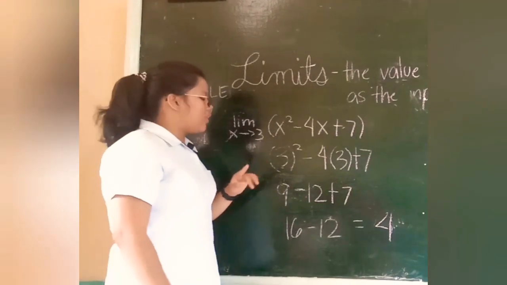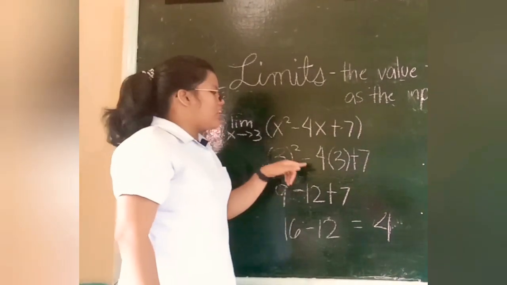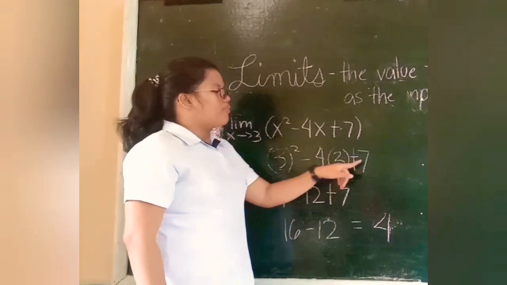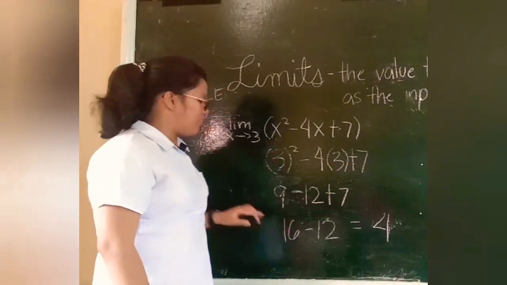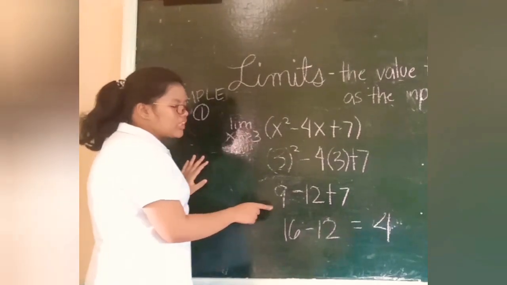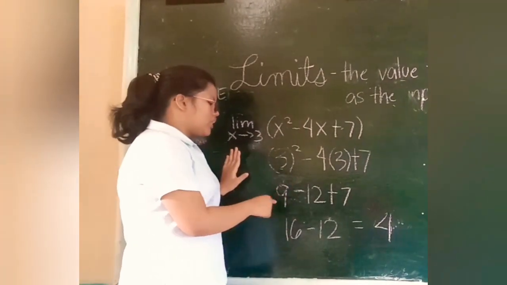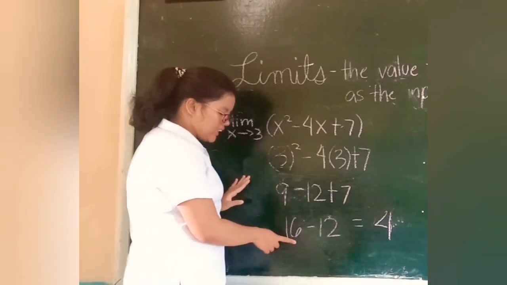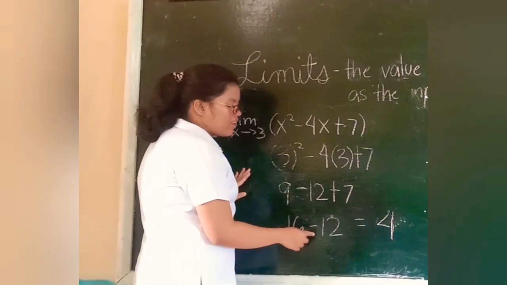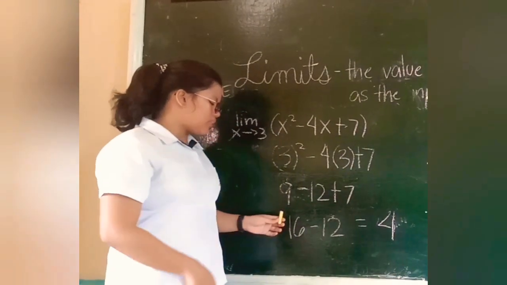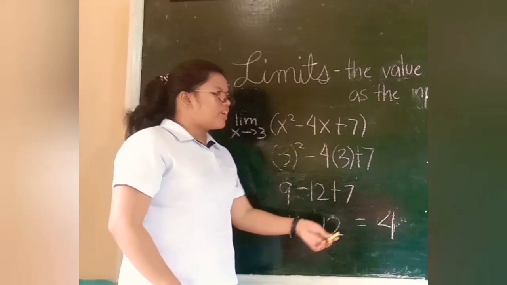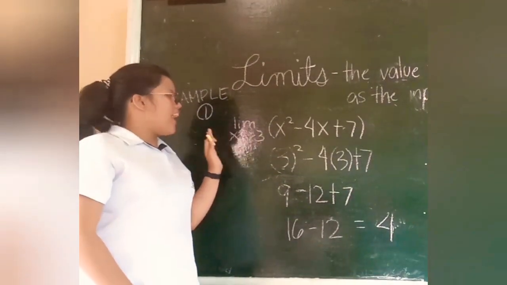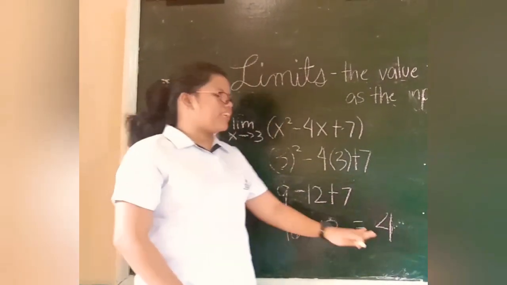3 squared is equal to 9. Negative 4 times 3 is negative 12. Bring down positive 7. So before we do the operation, we're going to add the positives. So 9 plus 7 is 16. Bring down negative 12. So 16 minus 12 is 4. So the limit as x approaches 3 is positive 4.